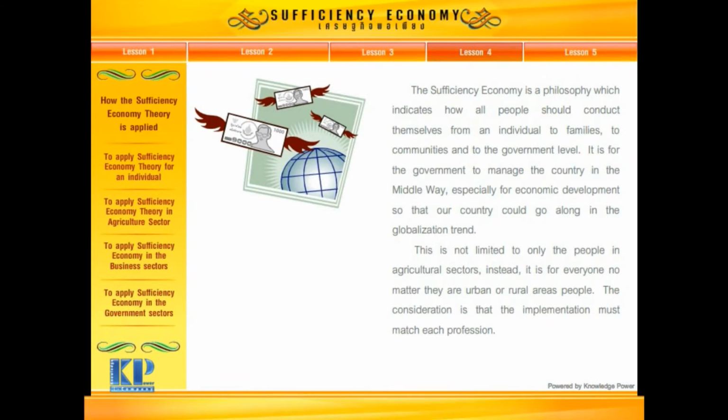This is not limited to only the people in agricultural sectors. Instead, it is for everyone, no matter they are urban or rural areas people. The consideration is that the implementation must match each profession.